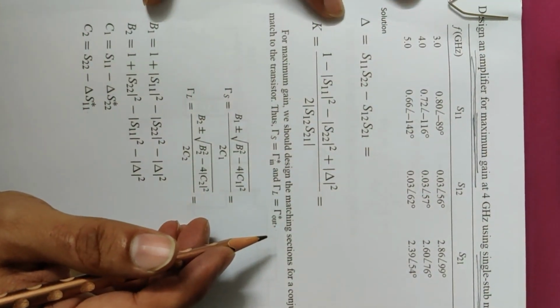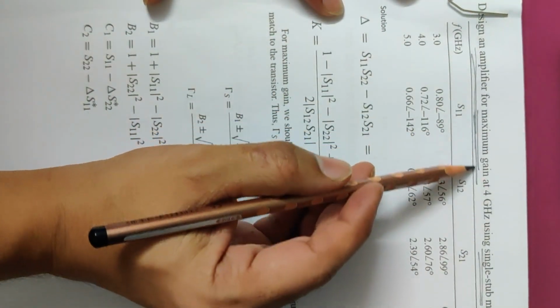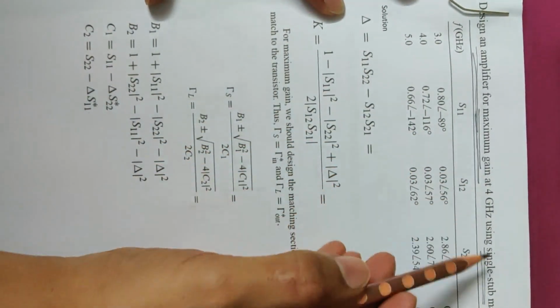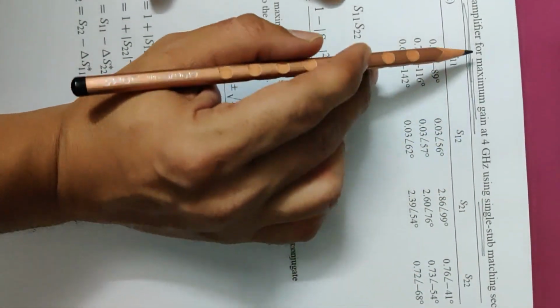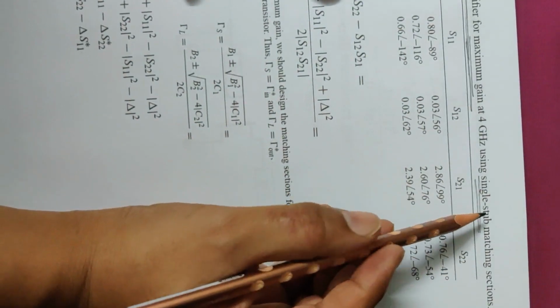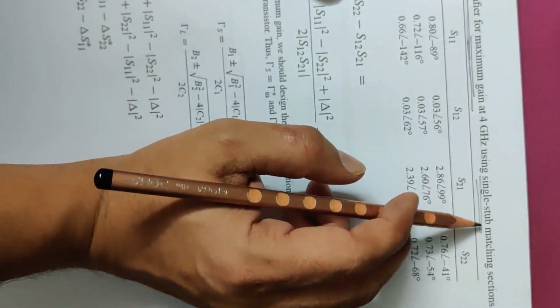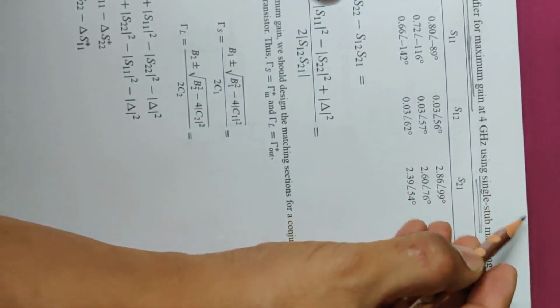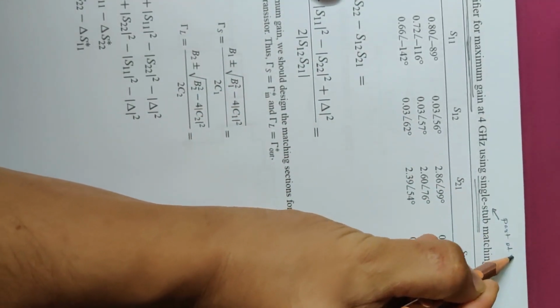In this video, we'll see design of an amplifier for maximum gain at a given frequency using single stub matching section. Even one can design the amplifier using lumped element components, but in this lecture, we'll see how to obtain the matching using single stub matching section. Stub is nothing but part of transmission line.